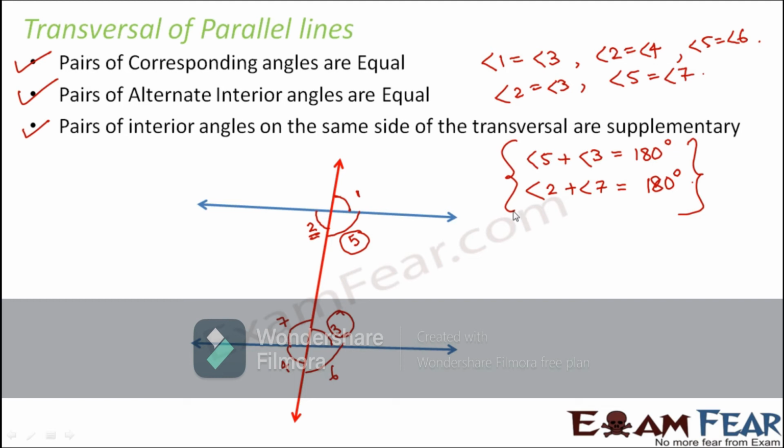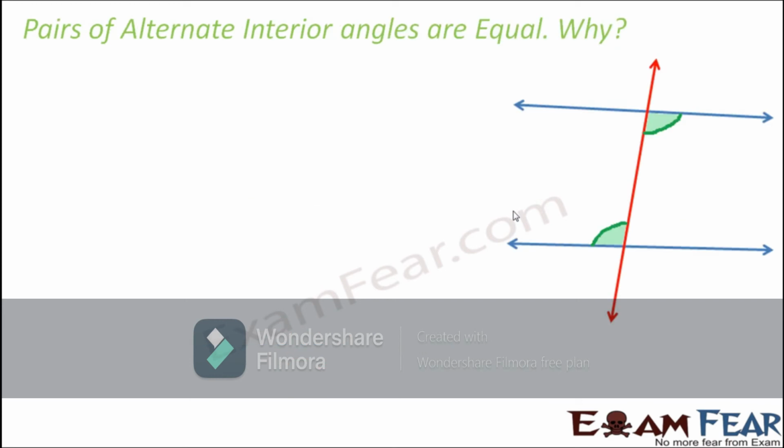So in order to understand that, we will prove each of these facts one after another. So let us first try to understand why the alternate interior angles are equal in this case.